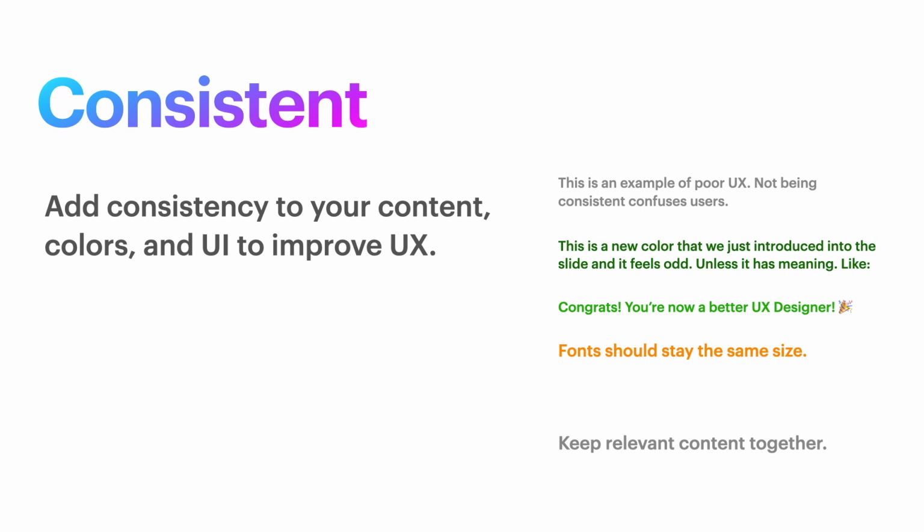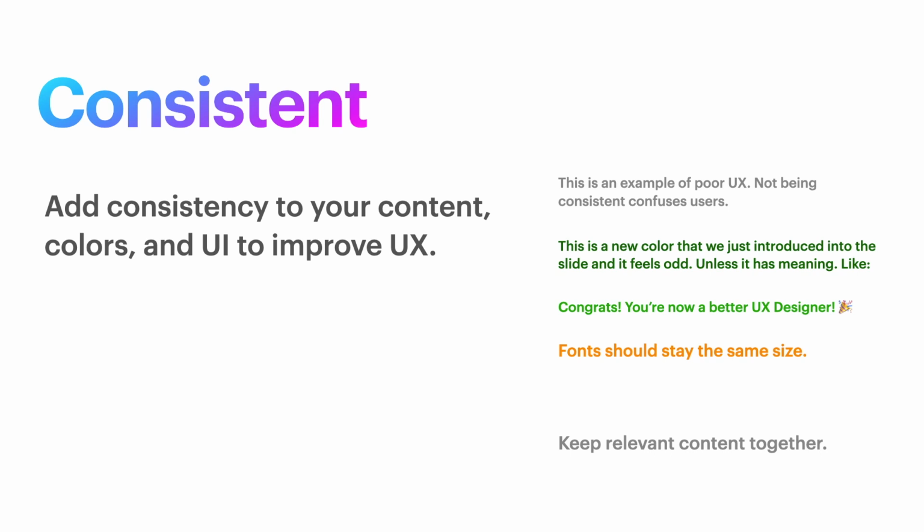Consistency is another big one. You want to make sure you stay consistent with your colors and your UI in order to improve your UX. So for our project, that's why we picked the color scheme so that we stay within a specific color palette or color scheme. So we don't confuse users, right? On the right here, we can see we're introducing some new colors. So there's a green, unless it has meaning.